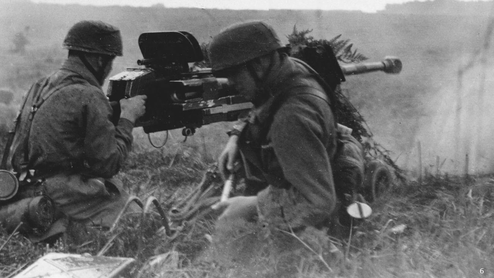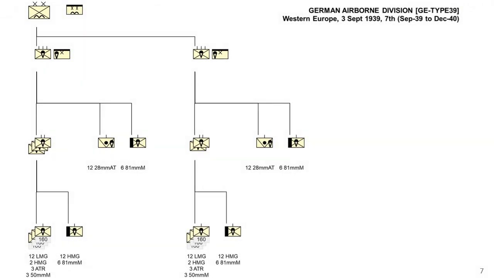Final point I wish to note is I generally do not include transport, signals, supply and other administrative formations. My main focus is combat troops, although in an emergency I have to admit non-combat troops often found themselves in combat. The 1st German Airborne Division was formed in October 1938 under Commander Major General Kurt Student.